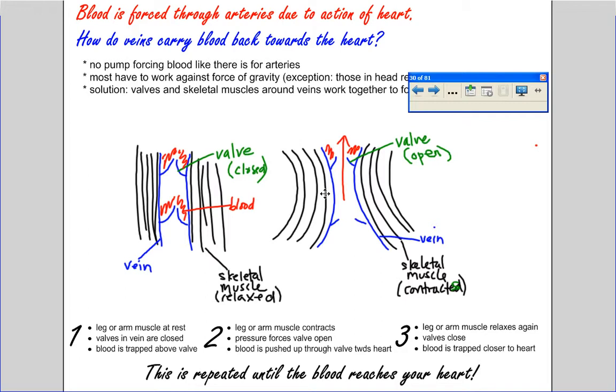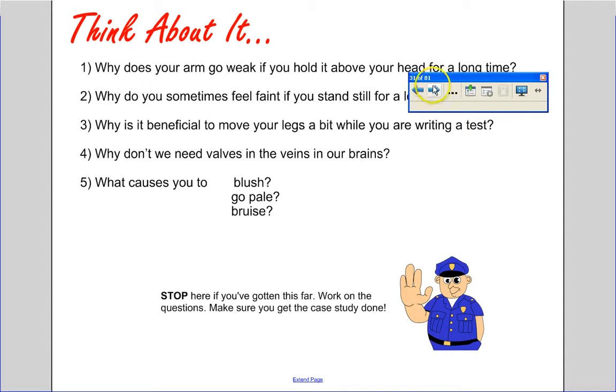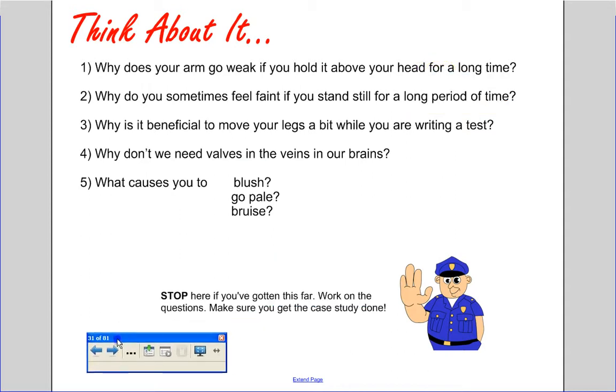Otherwise, eventually you might get to a point where you're going to pass out because there's no blood getting back up to your brain if it's not being circulated. Oh, so here are some kind of cool questions that you can think about. Why does your arm go weak if you hold it above your head for a long time?